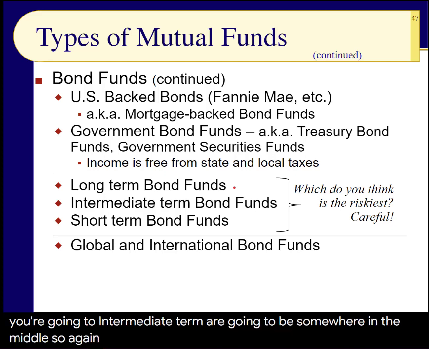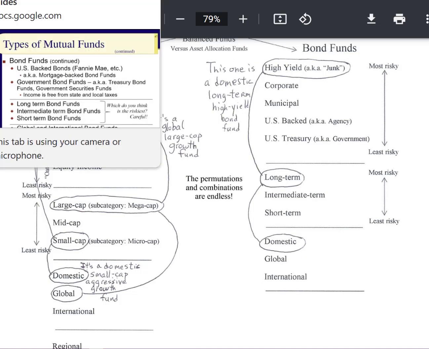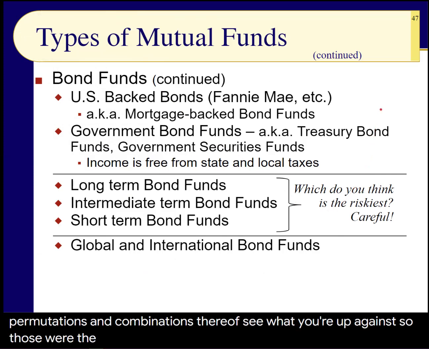So again, as we had with the world of stocks, we have this pick one from column A, domestic, one from column B, long term, and one from column C, high yield junk bonds. And then all the various permutations and combinations thereof. See what you're up against? So those were the bond funds.